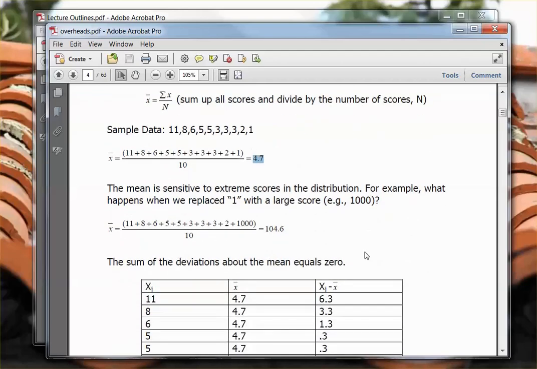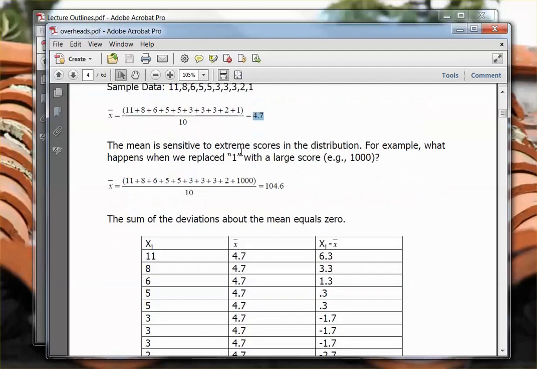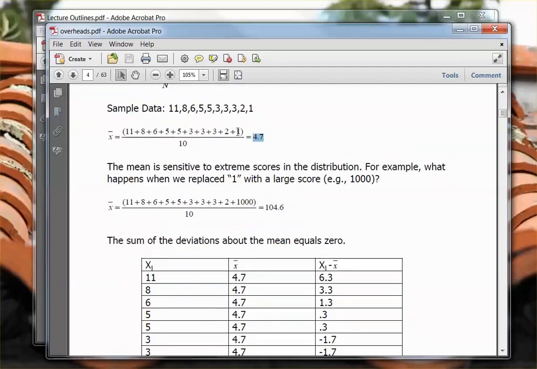A couple of key things here. The mean is sensitive to very extreme scores. So what if we just replaced this 1 with an extreme score like 1,000? If you do that and you calculate the mean, you'll see it's going to go way up. It's going to be 104.6. Now keep in mind what we're trying to do here, right? This mean of 4.7 seems to fall pretty much right in the middle of this data set.